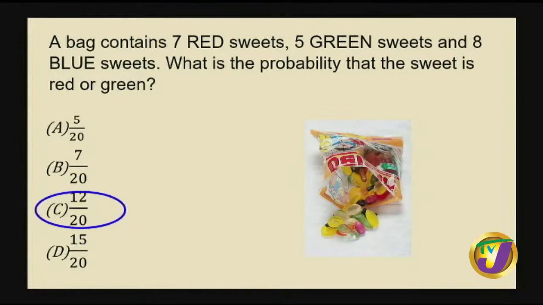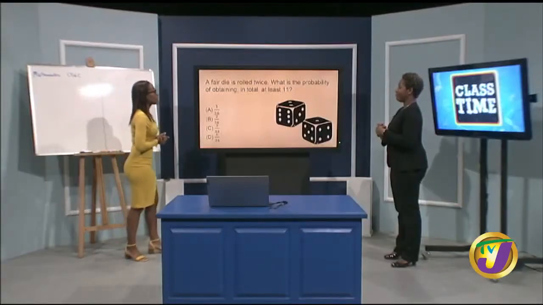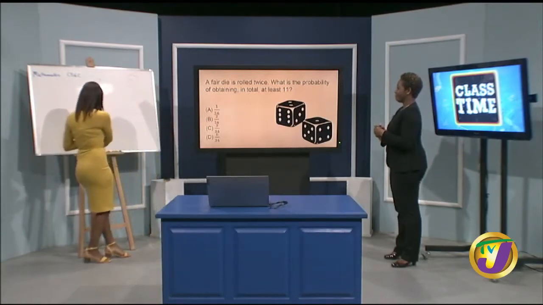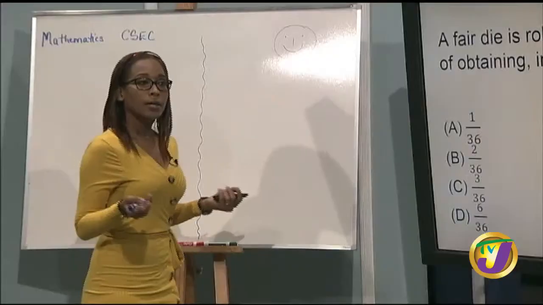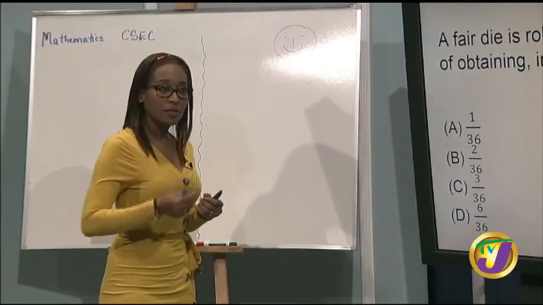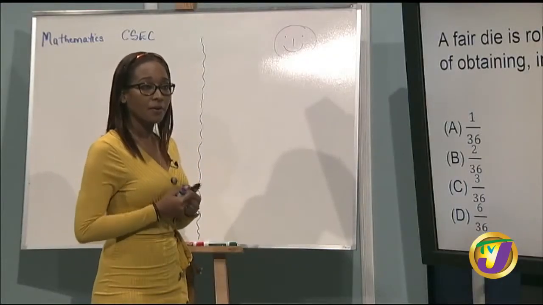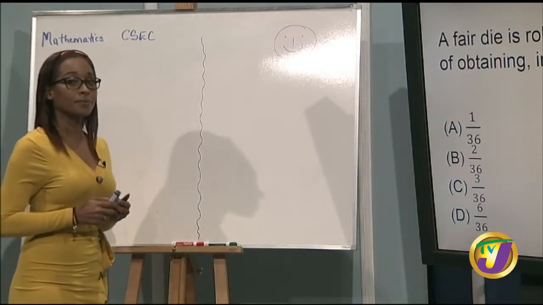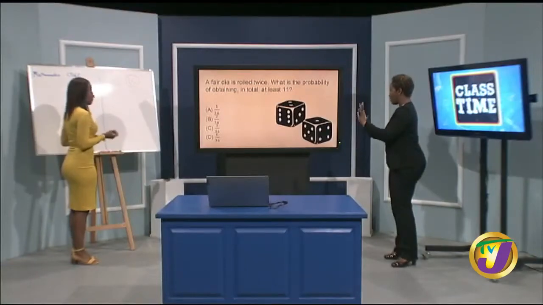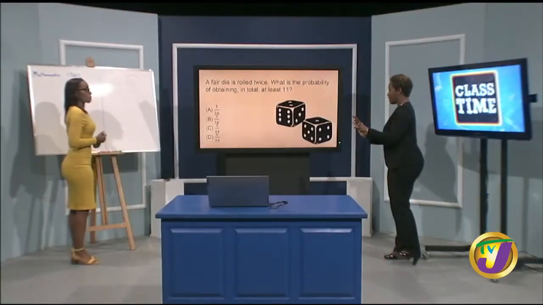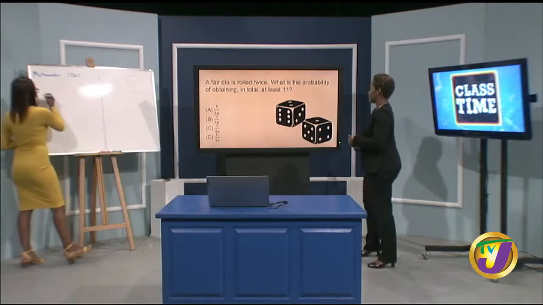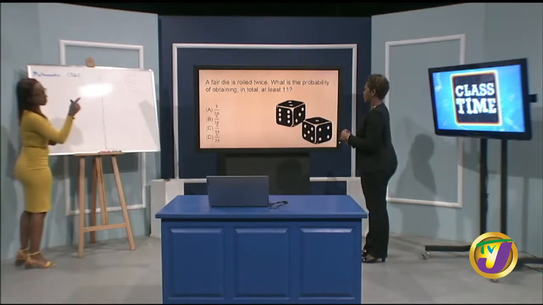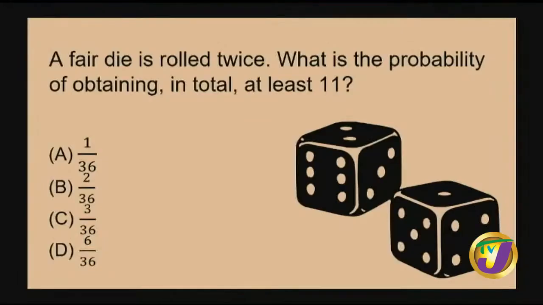So here we are taking a look at a die now. So a fair die is rolled twice, right? Now, question for you. What do you mean fair die though? It's balanced. The die has 6 faces. Yes? It's fair. Because people cheat with dice, so they put one side heavier. So fair means that all the sides have the same probability of landing, right? All right. So what is the probability of obtaining in total at least 11?